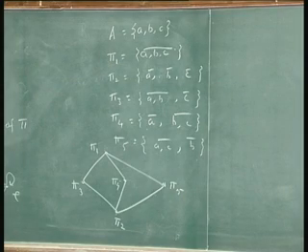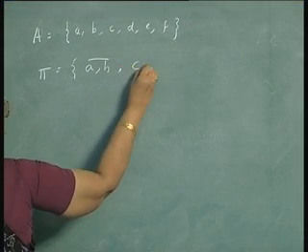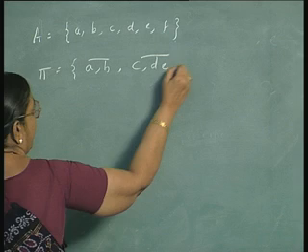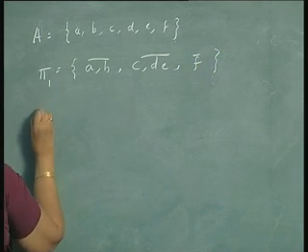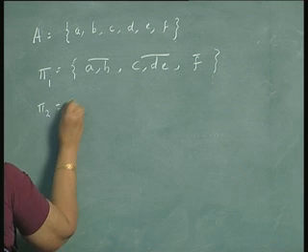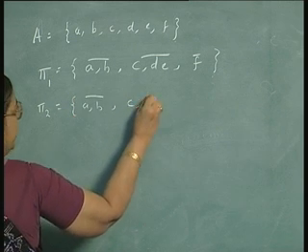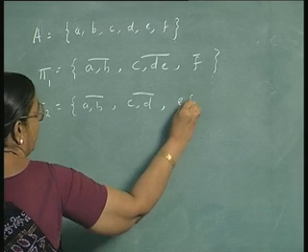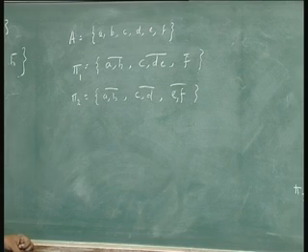Let A, B, C, D, E, F be a set, and pi 1 a partition like this: A, B in one block, C, D, E in one block, and F in one block. Pi 2 is A, B in one block, C, D in one block, E, F in one block. Okay. This is an example.